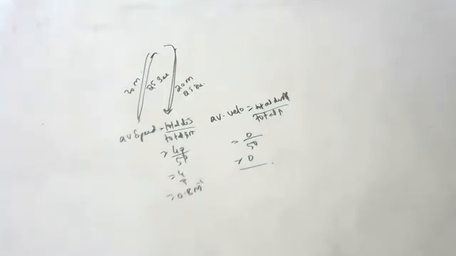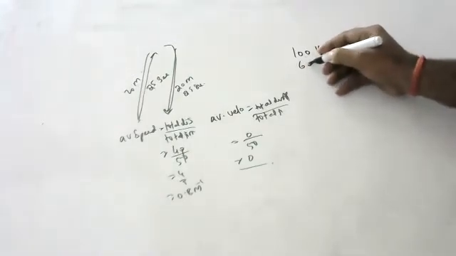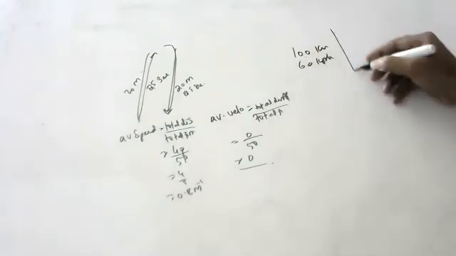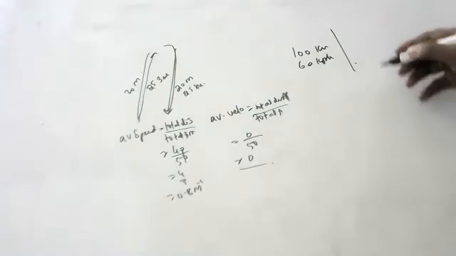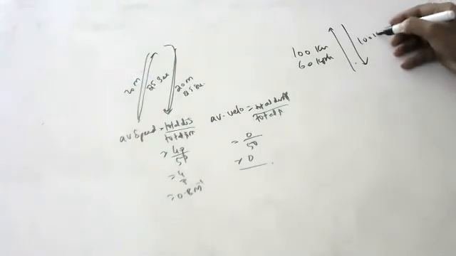Next question, children. See here. A car travels 100 kilometers at a speed of 60 km/h, okay, and returns 100 kilometers at 40 km/h.